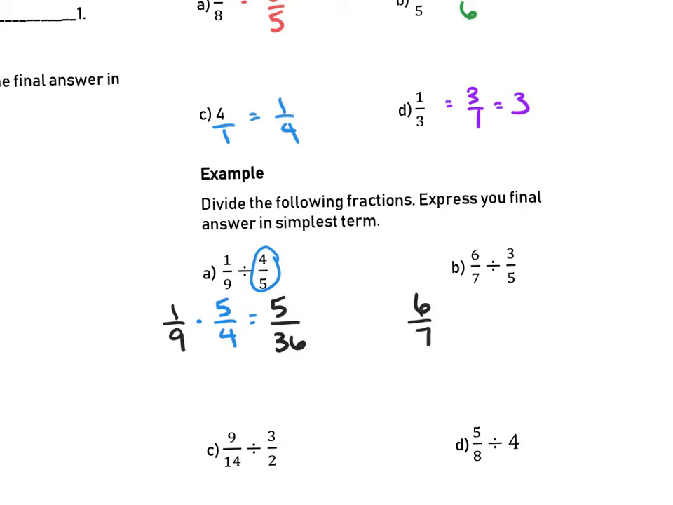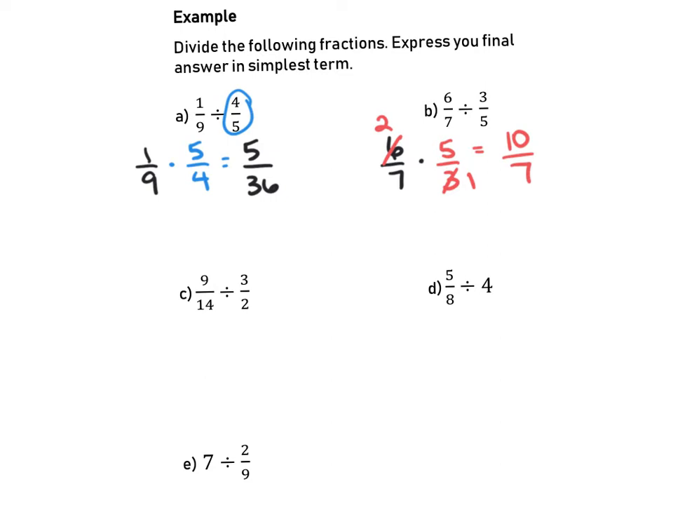So 6 over 7, when I multiply by the reciprocal of 3/5, the reciprocal of 3/5 is 5 over 3. Common factors: 6 and 3 both have a 3 in them. So I'll take this, and 6 divided by 3 is 2. 3 divided by 3 is 1. So that'll be 10 over 7.